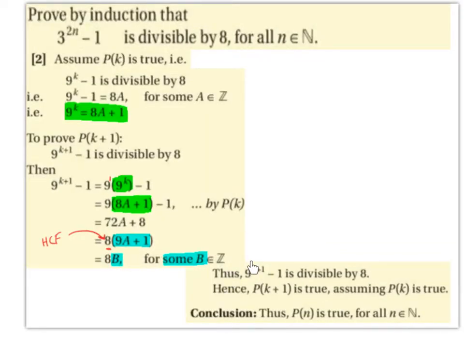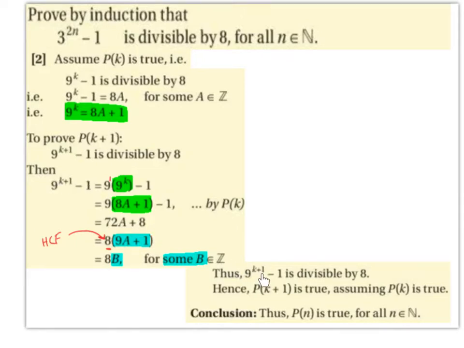Thus, 9 to the power of k plus 1 minus 1 is divisible by 8, because we ended up with 8 times something. It doesn't matter what this is, but anything multiplied by 8 is divisible by 8. So we got 9 to the power of k plus 1 minus 1 to equal 8 times something. If whatever this something is, in this case we're just going to call it b, can be multiplied by 8, then this must have a factor of 8. This is divisible by 8.